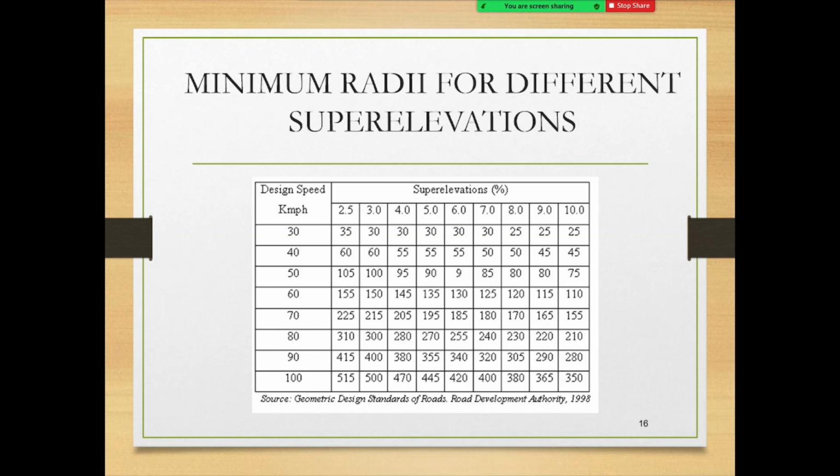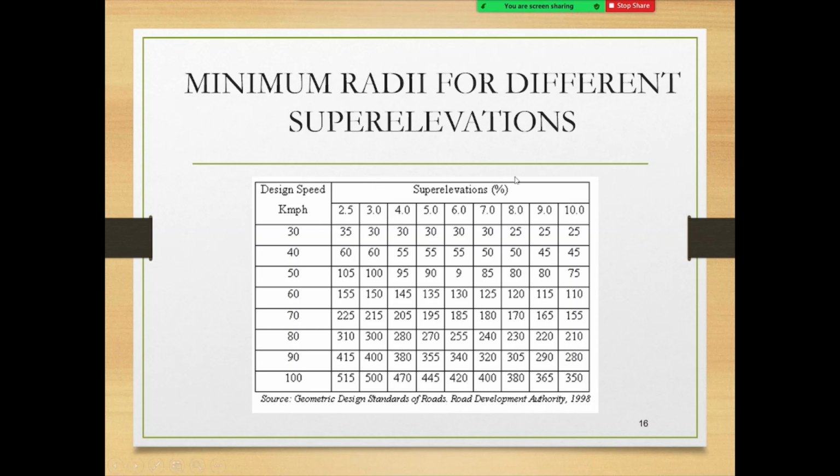Maybe, because I'm not preparing the papers, but anyway, I have seen your papers in the last years. So maybe they will ask you, you know that equation R equals V squared over 127 times (e plus f). So maybe they will give you the parameters and they will ask you to derive the correct radius. So that's one thing.